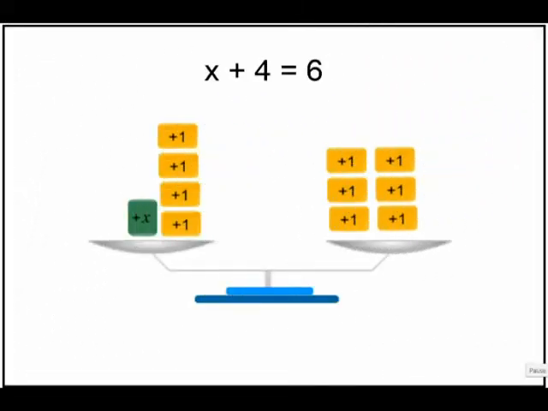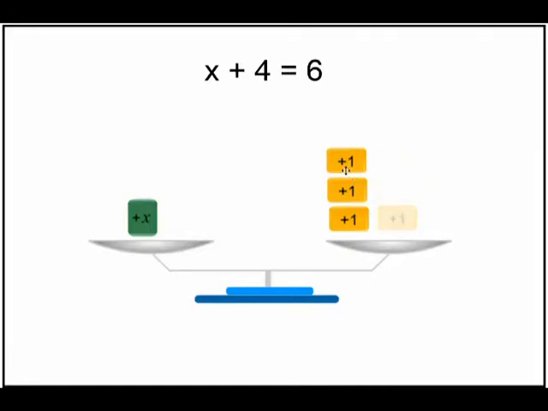Here I've modelled the equation x plus 4 equals 6. I'm going to solve the equation by doing the same to both sides and removing 4 positives from the side with the x, and then also doing the exact same thing to keep the equation balanced and remove 4 positives from the side with the other side of the equation.